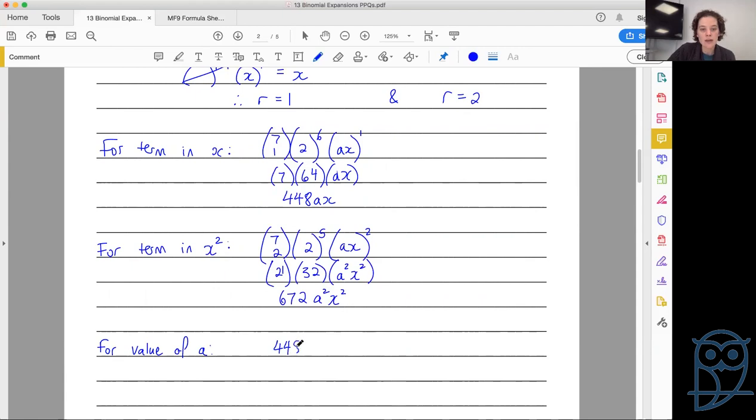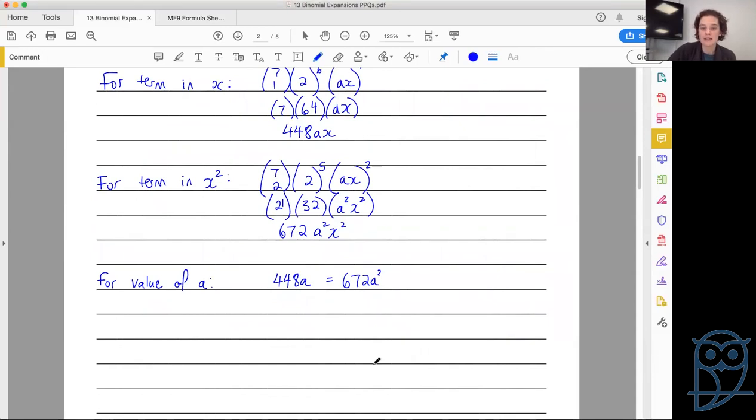So 448a equals 672a squared. Quadratic, ladies and gentlemen. Quadratic means we need two answers. 0 equals 672a squared minus 448a. We'd factorize. We can take an a out, but how do we know what number we're going to take out from here? That was a really neat thing. Take your calculator and do 448 over 672. You're going to get 2/3, right?